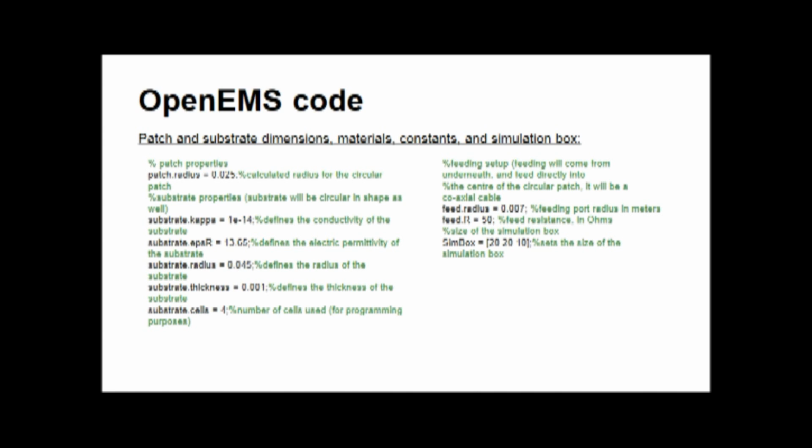Okay, I'll be talking about implementing our design into MATLAB or OpenEMS. So first off, after Nick completed his calculations, we defined them in OpenEMS. That's the first part of the code. One thing I want to draw your attention to is epsilon r, substrate.epsilon r, and all that is the electric permittivity. Next, we talked about feeding. We chose a coaxial cable coming from below into the center of the antenna. We'll talk more about that later on.